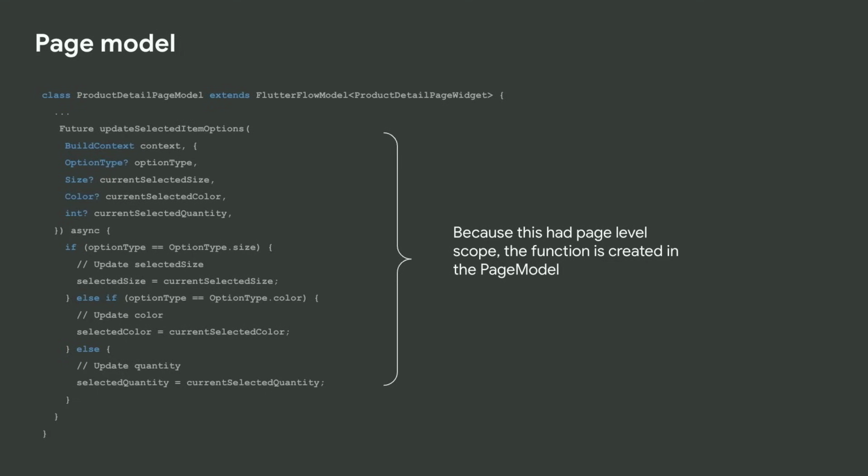OK, so that was me configuring my function in FlutterFlow. Now, if I look at the generated code, this function has been added to my page's model because I scoped it to be at the page level. And this is pretty simple. It's basically just a function that has a condition and then sets the state.